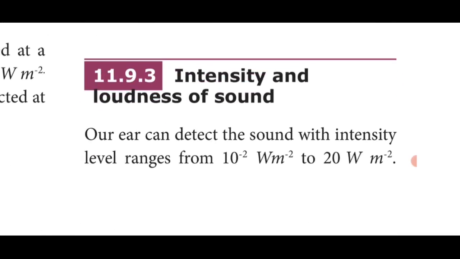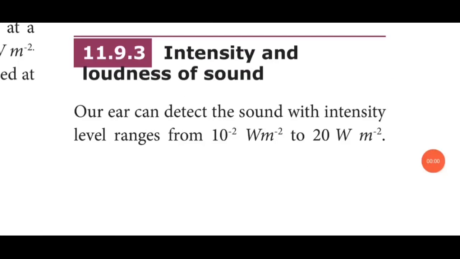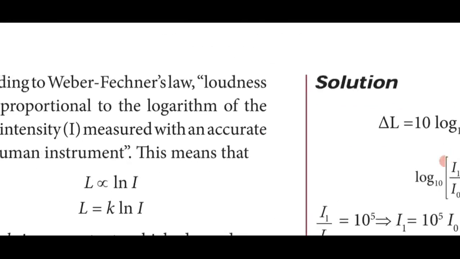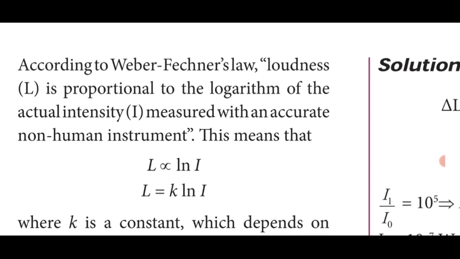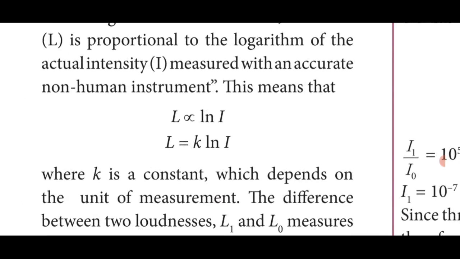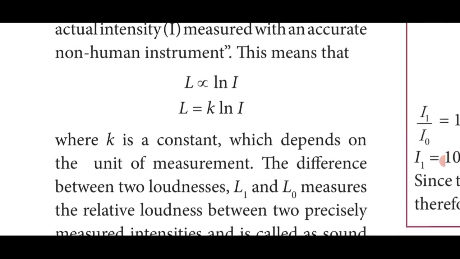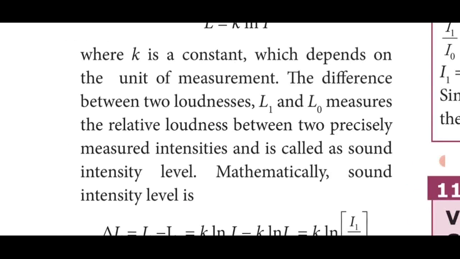Next we pass on to the intensity and loudness of the sound. If you can detect sound with intensity ranging from 10 to the power of minus 2 watt per meter square to 20 watt per meter square, it is according to the Weber-Fechner law. So the loudness L is proportional to the logarithm of the actual intensity I measured with an accurate non-human instrument. This means L is proportional to ln I, where ln is the natural logarithm. So L is equal to K ln I, where K is a constant which depends on the unit of measurement.